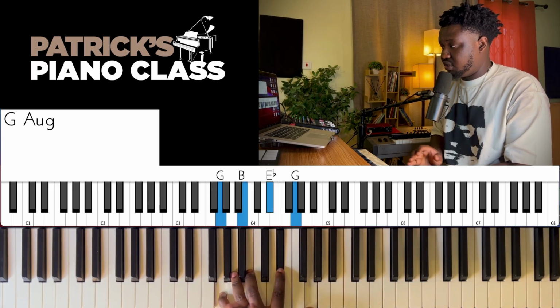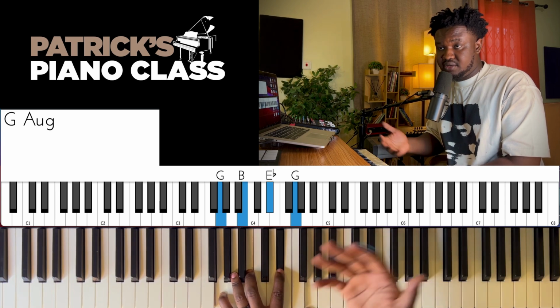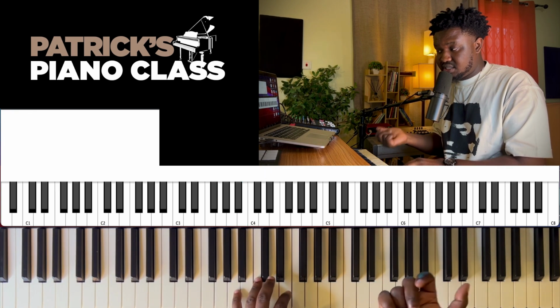So let's just say the fifth mode is the same as the first mode, but in a different inversion. So that is it for the fifth mode. Now let's move on to the sixth mode.